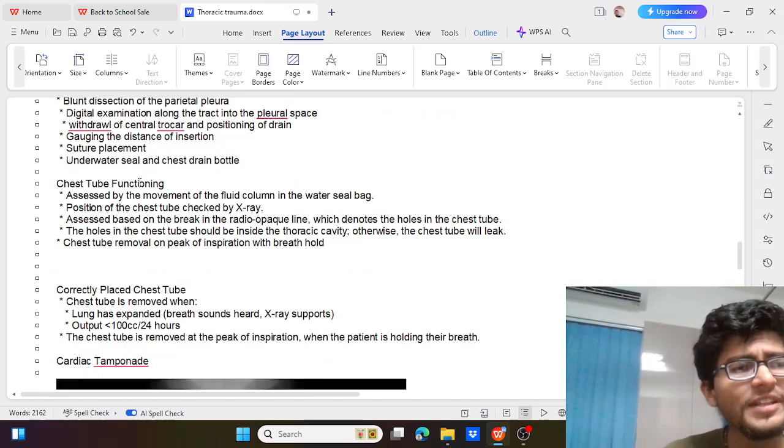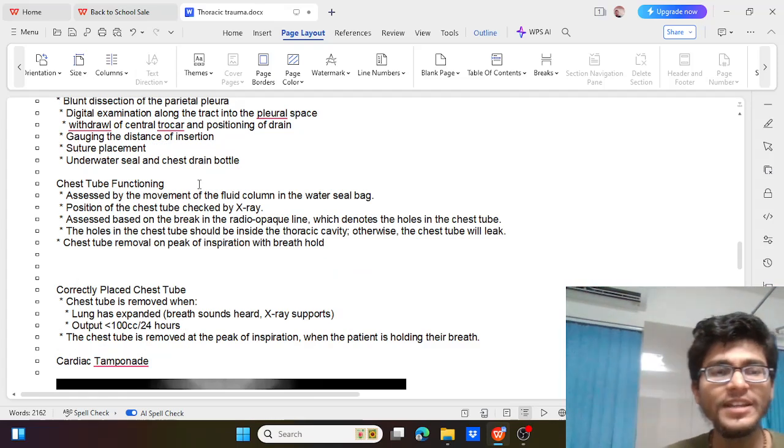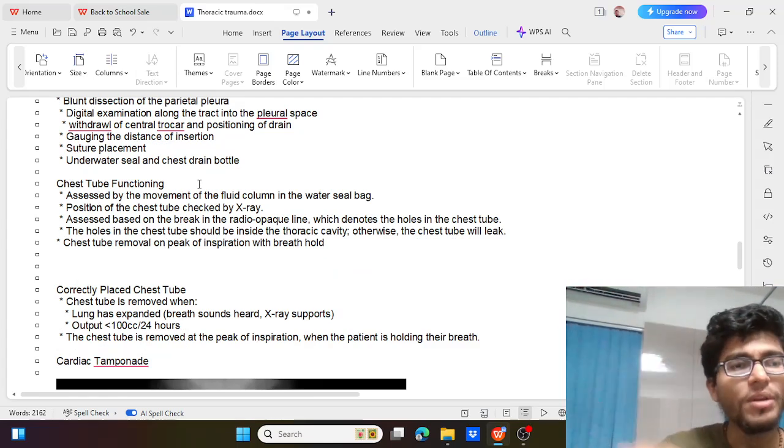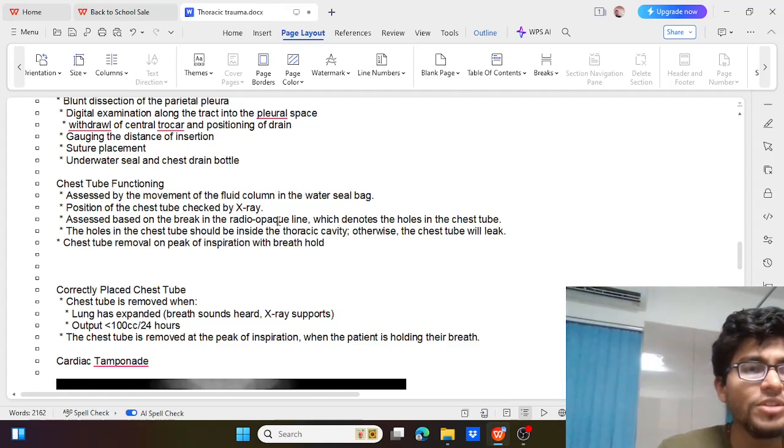So how do we check whether our chest tube is functioning properly? There will be an air-fluid column moving in the tube which is connected to the underwater seal. So that air column will be moving.